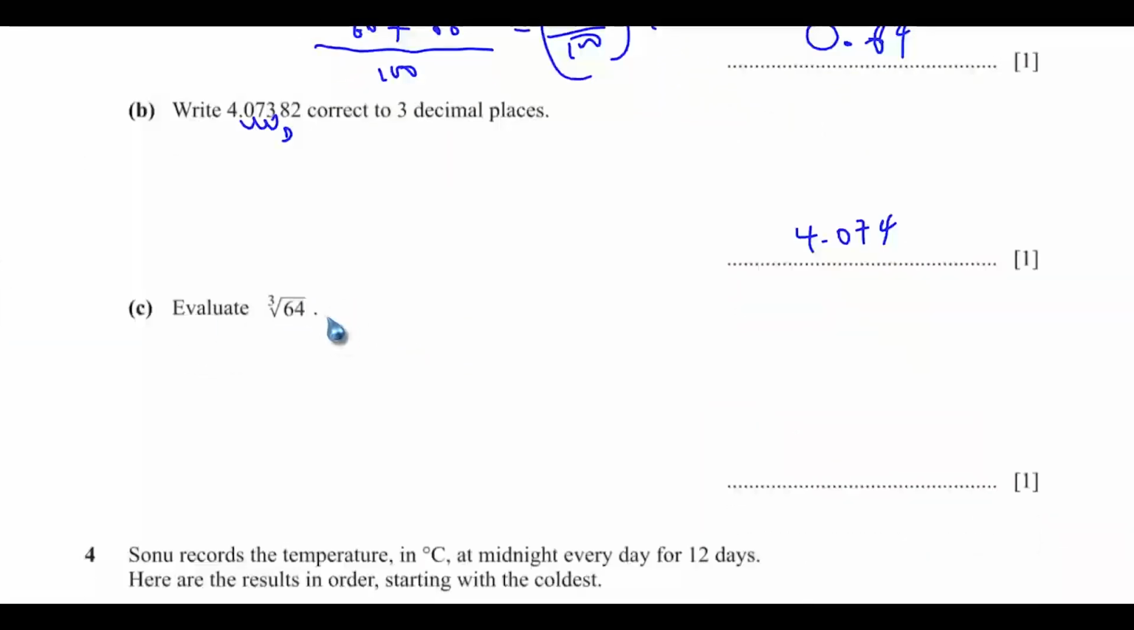You can always do this. It means one number you multiply by itself 3 times. So the answer is 4 because you can multiply 4 by 4 by 4 and you get 64. So that number is 4. That's the cube root of 64.